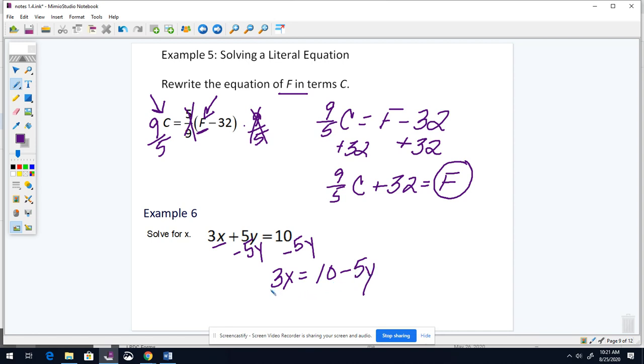And then I need to get rid of the 3 that's in front of the x, so I'm going to divide everything by 3. You can do one big division bar, or you can do individual dividing as long as everything is divided. So you can leave it individually like this. You can also write it as 10 minus 5y, put a big division bar, divide by 3. But either way, my x has been isolated, so now I have solved for x.